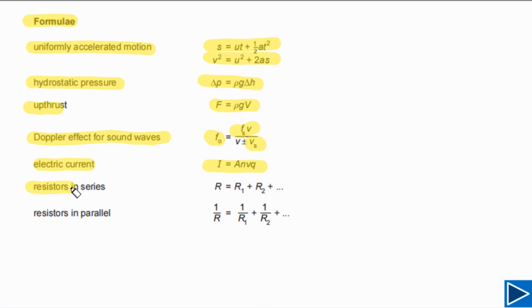Next one is about resistors in series. Very basic formula. This is also given to you. The last one is about resistors in parallel. So this is for resistors in parallel.